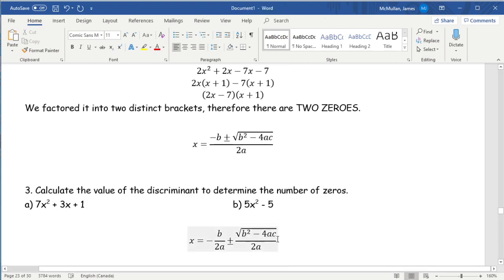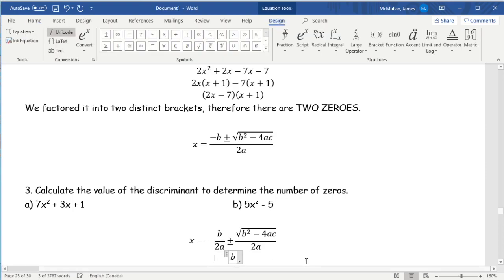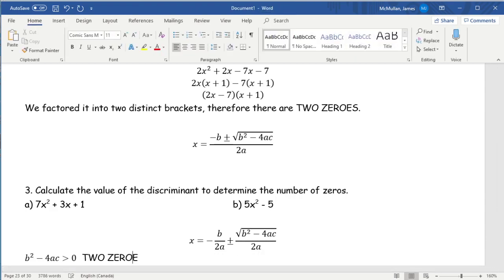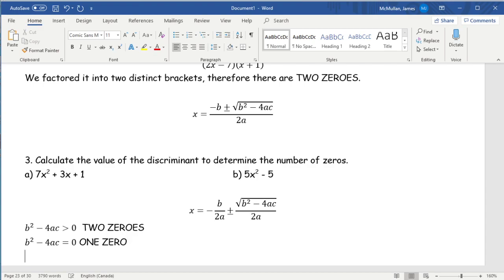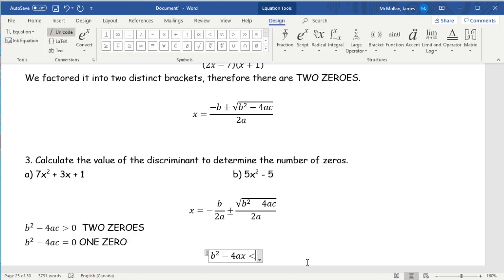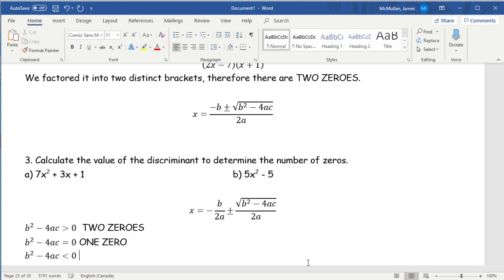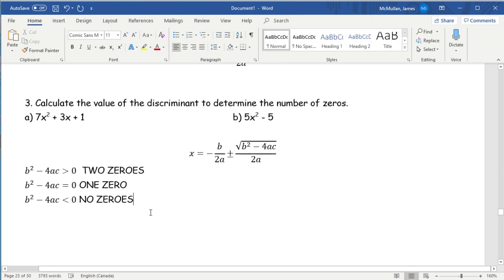Now, if the distance exists, in other words, if b squared minus 4ac is a positive number that you can take the square root of, you are going to find two zeros. If b squared minus 4ac is equal to 0, you're only going to find one zero. If b squared minus 4ac is a negative number, then when you try to square root it, it doesn't exist, and there are going to be no zeros.